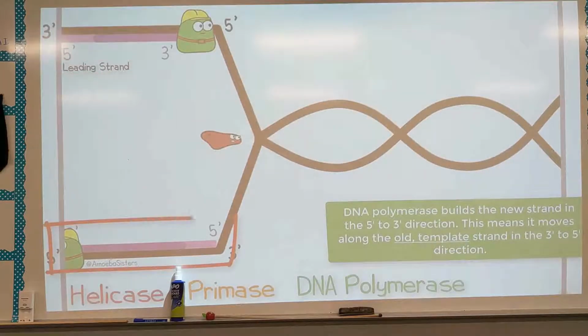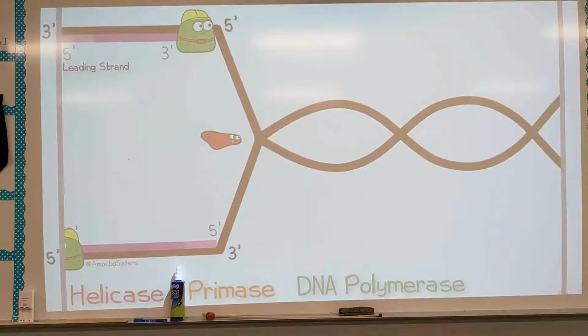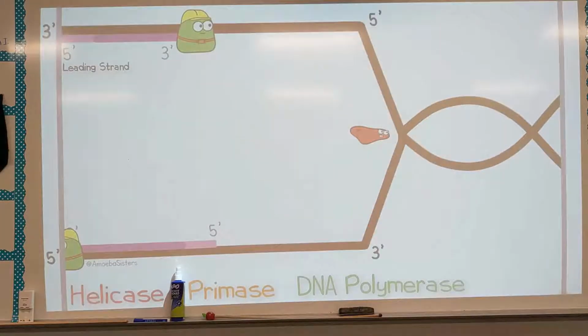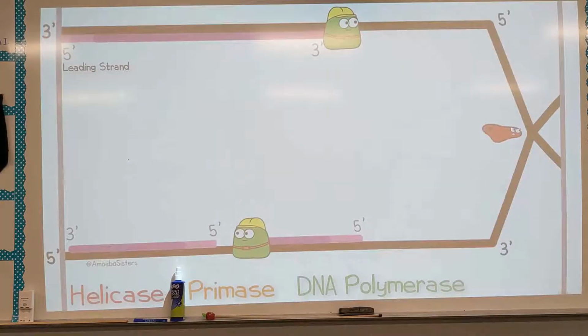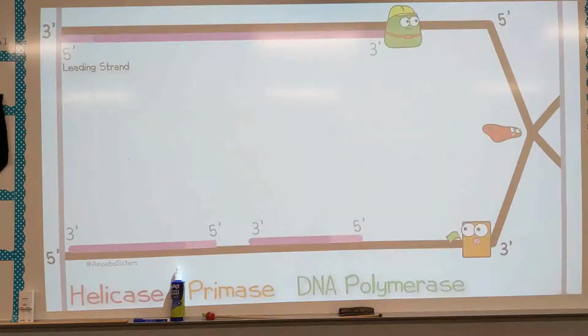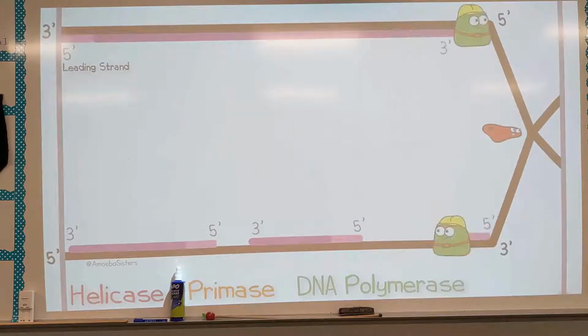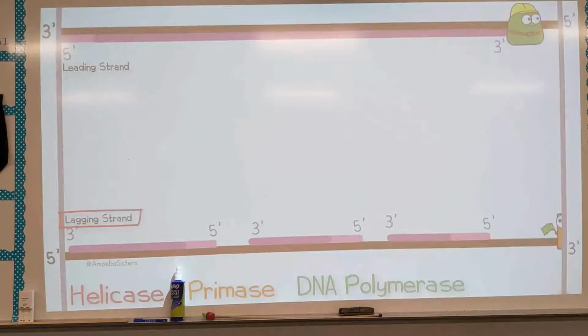But take a look down here. DNA polymerase, once again, is building a new strand in the 5' to 3' direction. But there's a bit of a problem here. As DNA unwinds, because DNA polymerase can only build the new strand in the 5' to 3' direction, it has to keep racing up here next to where this unwinding is happening. You can see why this new strand is known as the lagging strand.